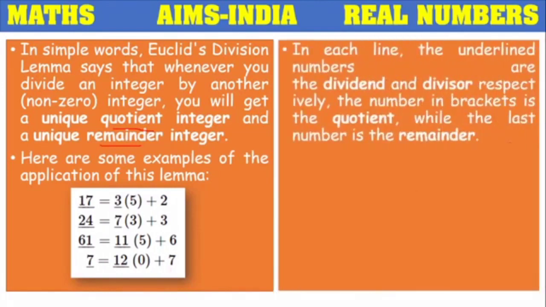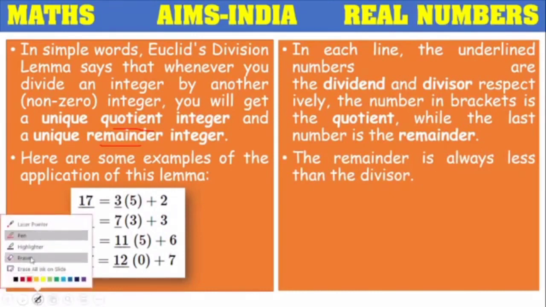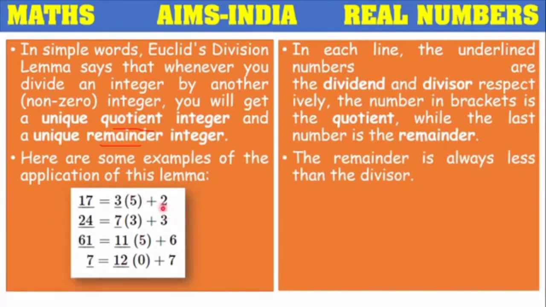In each line, the underlined numbers are the dividend and divisor respectively. Here 17, 24, 61, 7: these four are the dividends. Another group of underlined numbers, 3, 7, 11, 12, are the divisors. The numbers in the brackets, here 5, 3, 5, 0, are the quotients, and the other four numbers are the remainders.